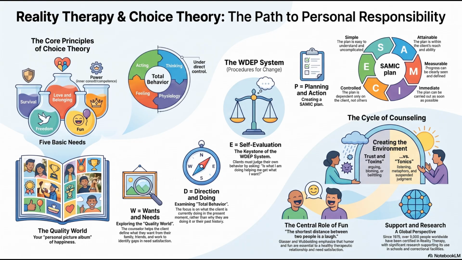Then M is measurable. You need concrete data to evaluate. "I want to be nicer" is not a plan. "I will compliment my coworker once a day before noon" is measurable. You either did it or you didn't. Nice. I is immediate. You have to execute it soon. Otherwise, you fall into the trap of perpetual procrastination. "I'll start trying to fix my marriage next month" means nothing changes today. Right.